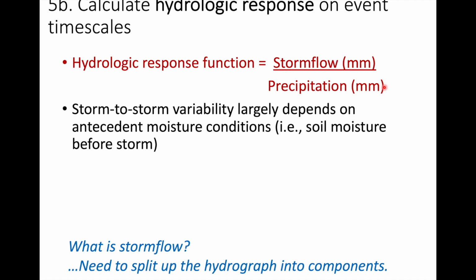And this is useful if we are wanting to understand storm-to-storm variability within a watershed, how seasonality or soil moisture conditions might affect the response. But you might be thinking to yourself, now we need to define something new. We need to define storm flow, and we need some way of splitting that out of the stream flow data.